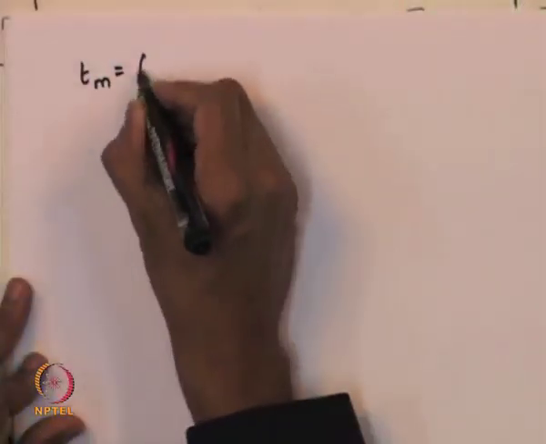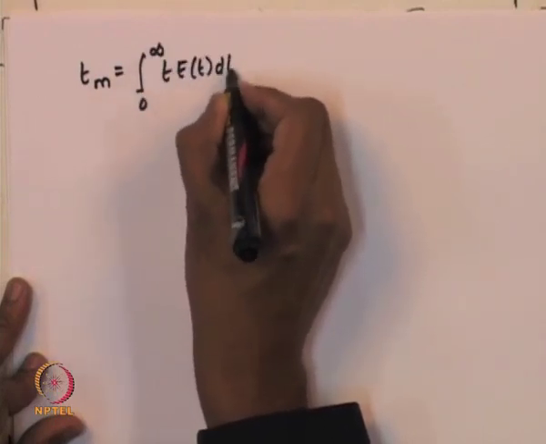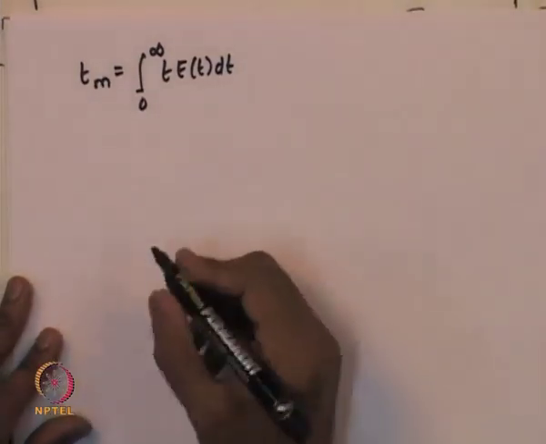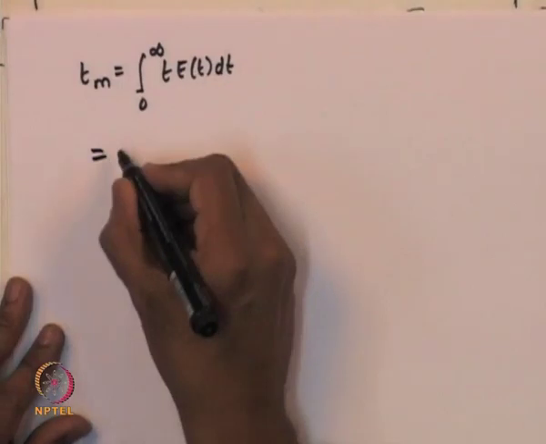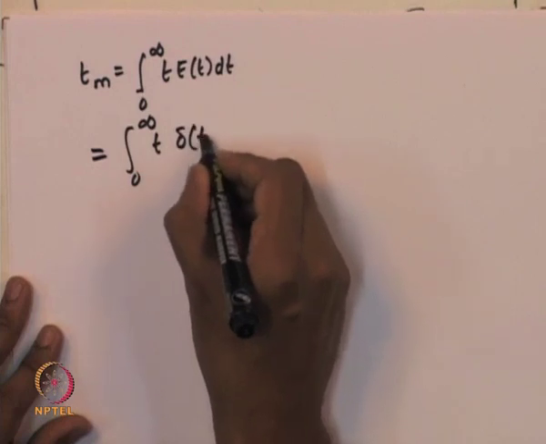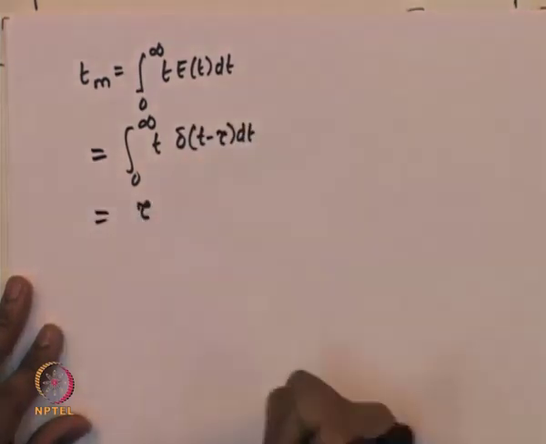So, now let us calculate the mean residence time for this RTD curve. The mean residence time T m is given by the integral from 0 to infinity of t into E of t dt, that is the definition of the mean residence time in terms of the RTD function. Plugging in the E curve for the plug flow reactor, we will find that it is the integral from 0 to infinity of t into delta of t minus tau into dt, and that is nothing but tau itself.